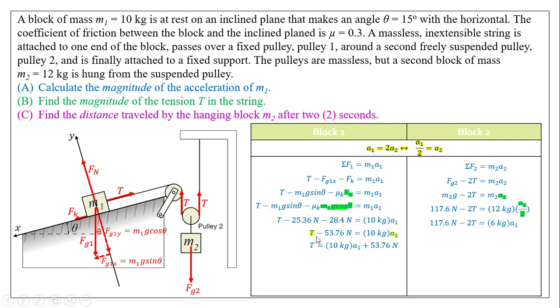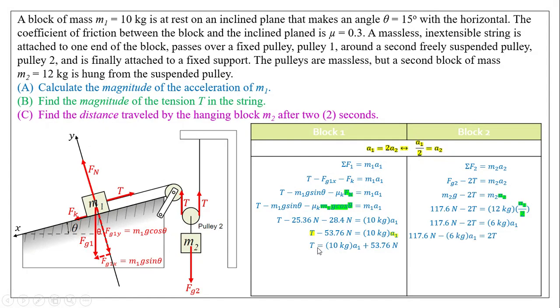So here on the left side, I want to solve for T. Well, why would I want to solve for T? I'm solving for T because on the right side, I can solve for 2T. And then from there, the algebra is pretty easy. To get T by itself, I want to move this negative 53.76 Newton to the right side. So hence, I have 10A1 plus 53.76, because moving it to the other side of the equal sign, it changes sign.